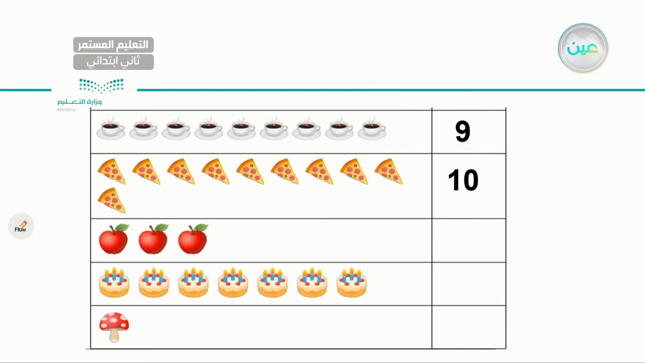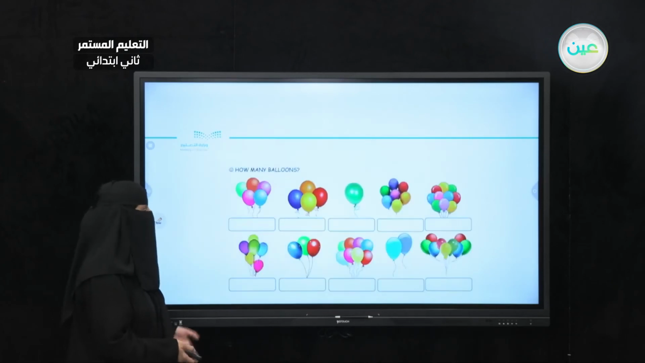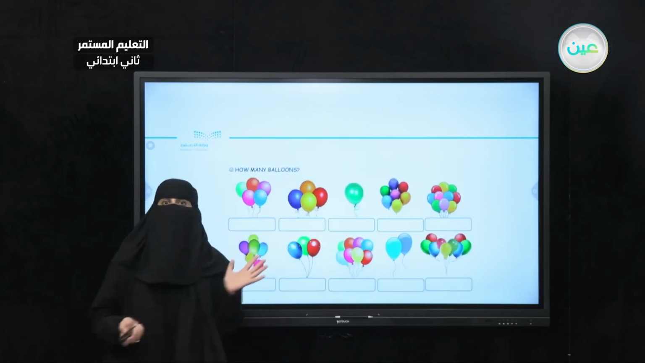How many apples? 3 apples. Very good. How many cakes? Start counting. 7. That's right. And last, this is an easy one. How many mushrooms can you see? I can see only 1 mushroom. 1 mushroom. Very good. Now, let's try to have fun with balloons.